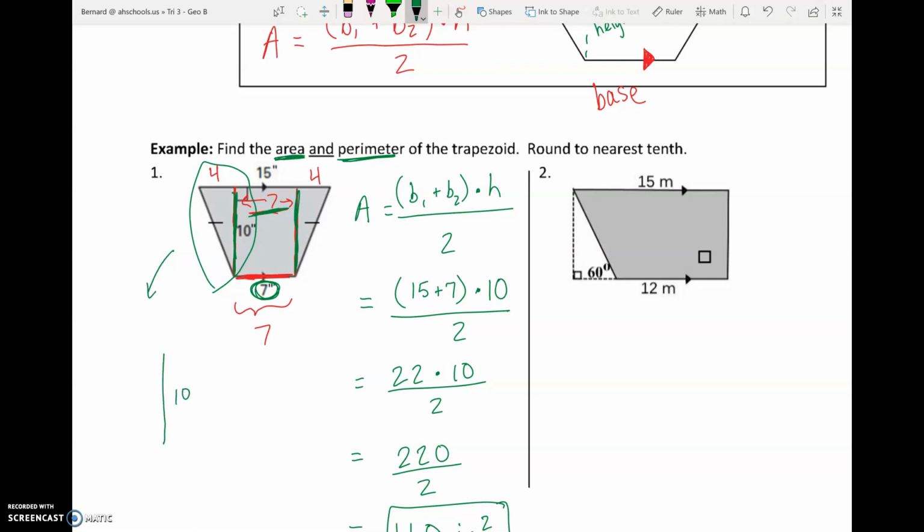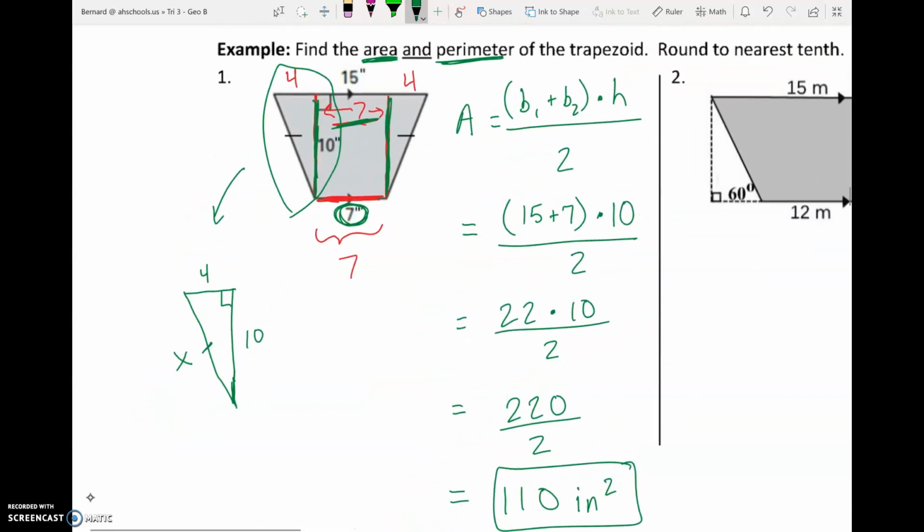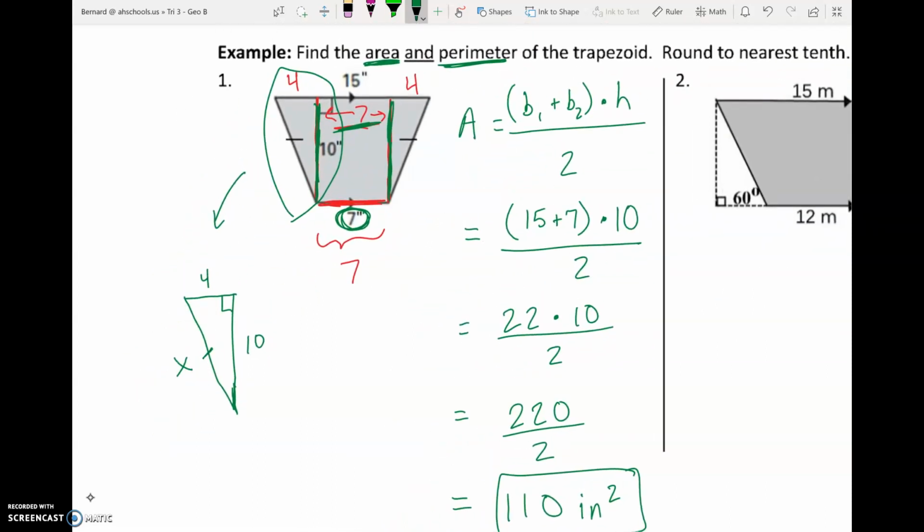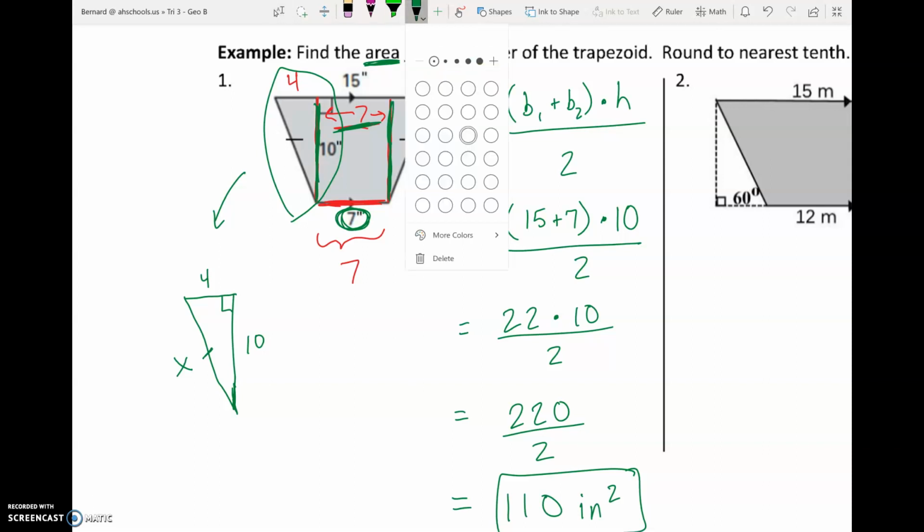I have my height is 10. I have this slit at the top is 4. And then this side I don't know, with a tick mark through it, I can call that X. And I know that my height and my base up top create a 90-degree angle, and so this is a right triangle. And so as always, like it's come down to several times, right? We are going to use a squared plus b squared equals c squared to figure out this X.